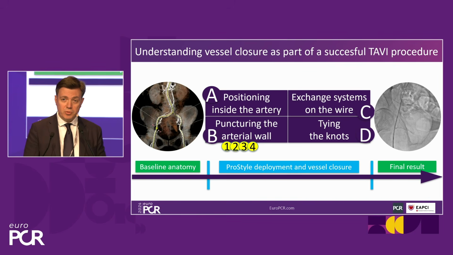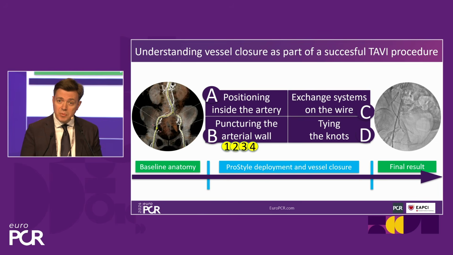You need to be familiar with the baseline anatomy so that you can succeed in deploying the system correctly. And at the end, you need to be very familiar with what you leave in the patient. What is your final result in the periphery? And for that, you need to make sure before tying the knots, pulling the wire out, that is always your safety. So we will speak about all these aspects as a bigger picture.